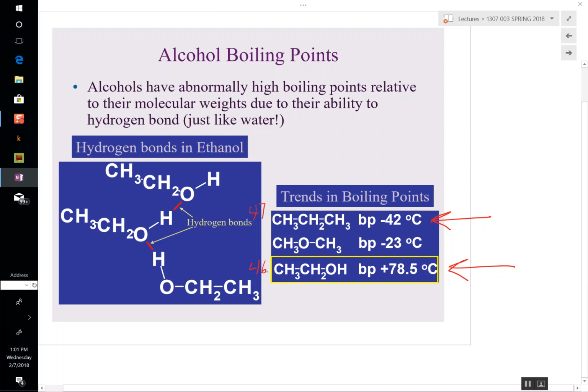So the weight of the molecule is almost identical. Very, very similar molecular weights. But look at this. This is approximately, let's just round that off to minus 40. And let's round that off to 80. We don't have to worry about the exact numbers, but the ballpark. What's the difference here? It's a 120 degree difference in boiling point.